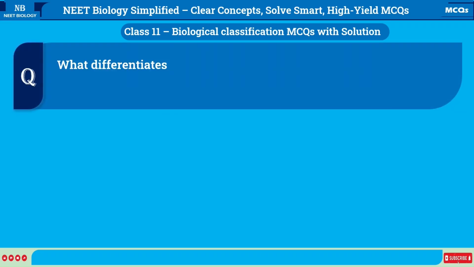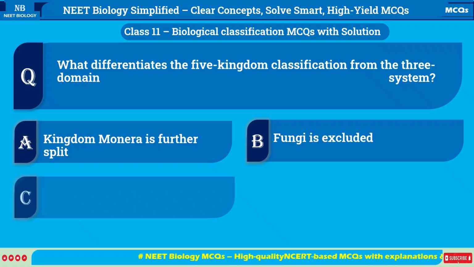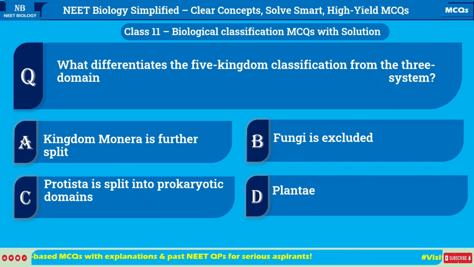What differentiates the 5-kingdom classification from the 3-domain system? A. Kingdom Monera is further split. B. Fungi is excluded. C. Protista is split into prokaryotic domains. D. Plantae is not included.